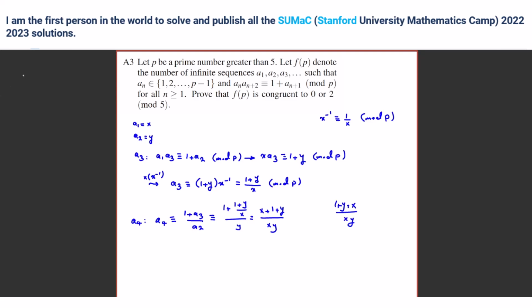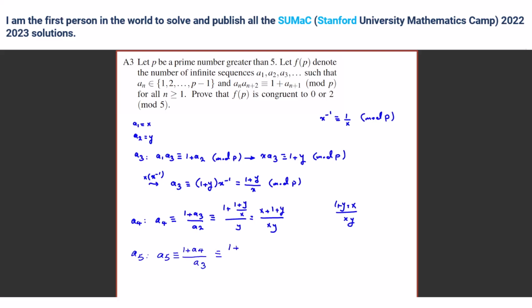Let me just ask you something. Look, we found A4. Remember how we found A1, A2, A3, A4? Okay, now let's try to find A5, okay? A5 is what? 1 plus A4 mod p over A3. Exactly, good job. Now let's plug in the formula that we have in terms of x and y, okay?